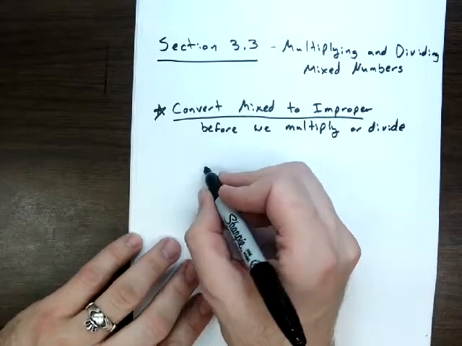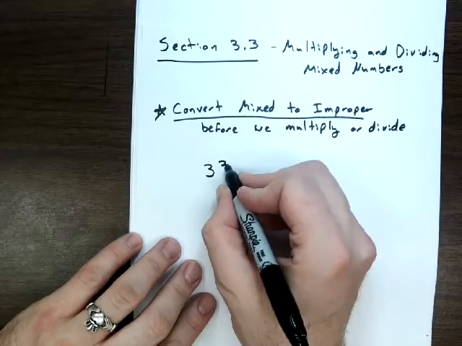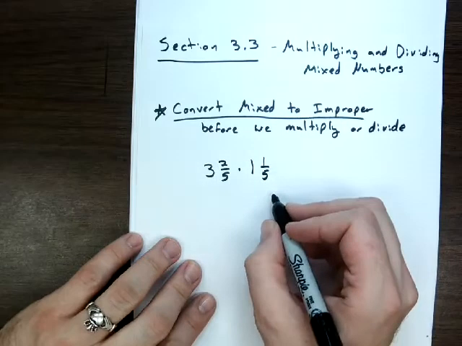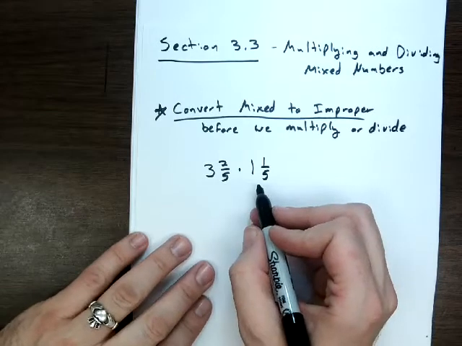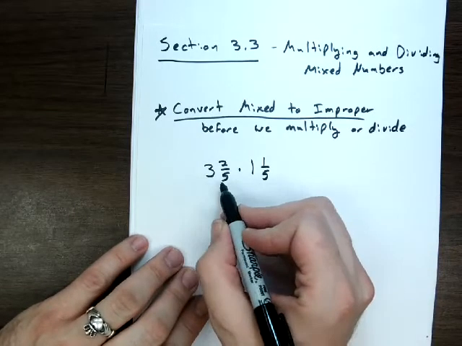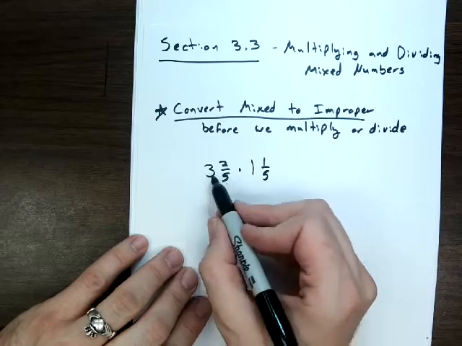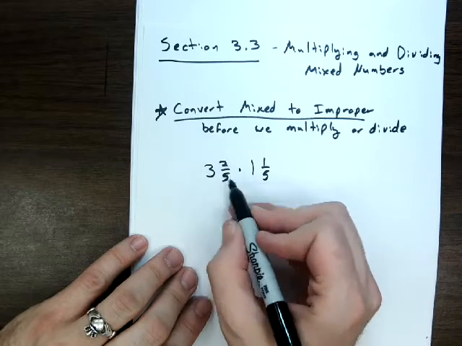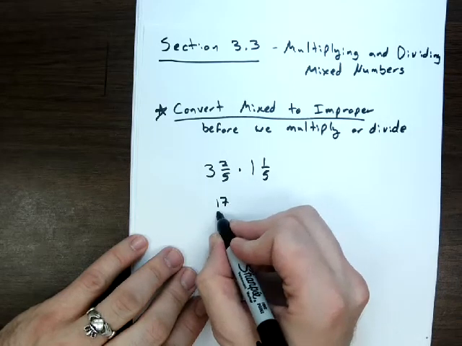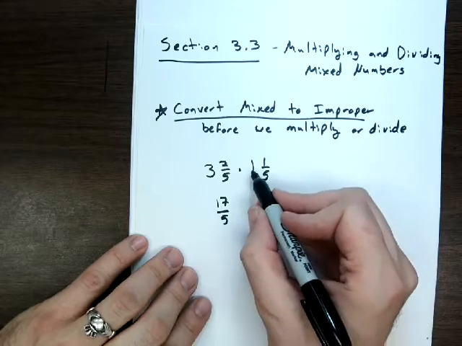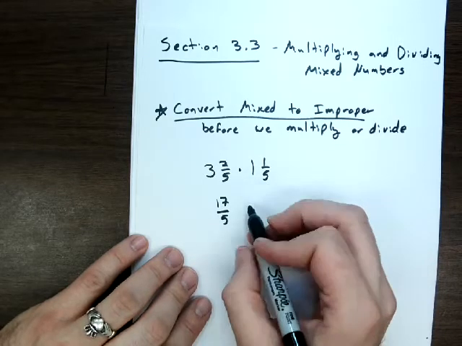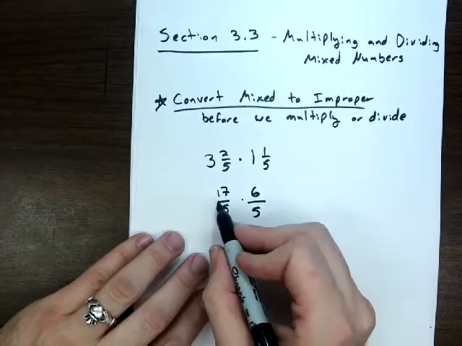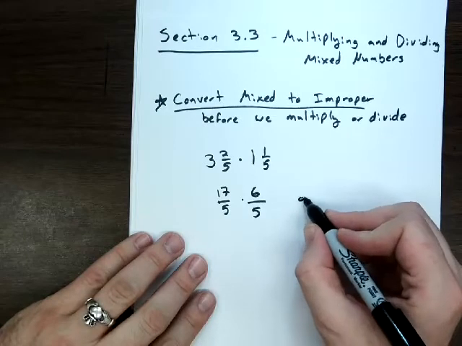First off, let's try something like this. I'll do 3 and 2/5. Let's multiply this by 1 1/2. So, first things first. We're going to convert these things. 3 times 5 is going to be 15. 15 plus 2 is going to be 17/5. 1 times 5 is 5, plus 1 is 6. I've got 6/5. 17 times 6. Oh, might not know that off the top of your head.